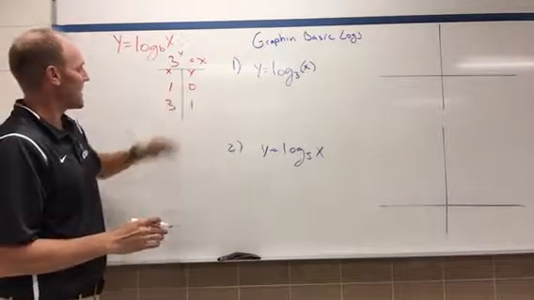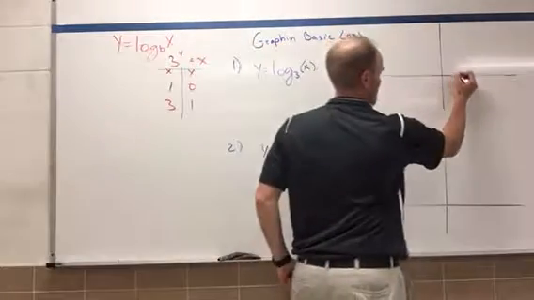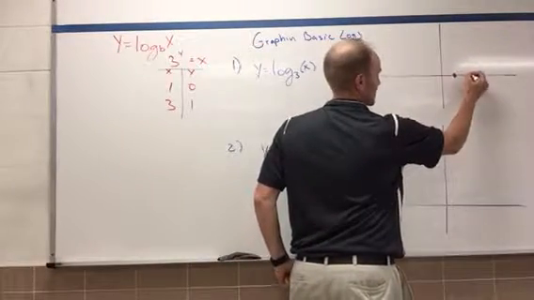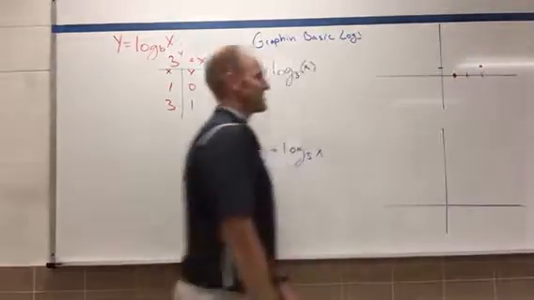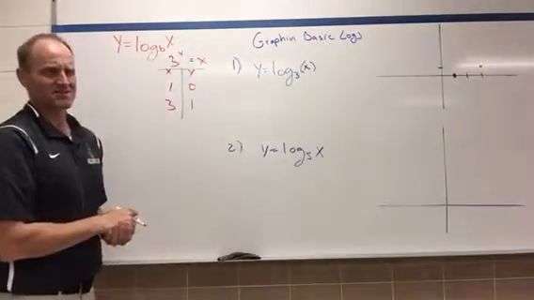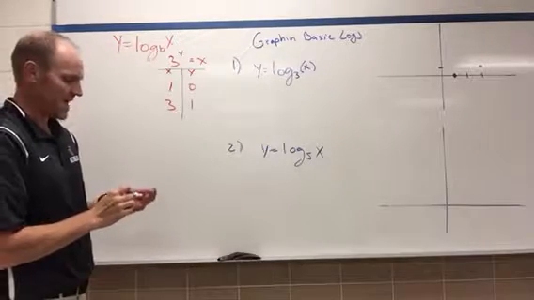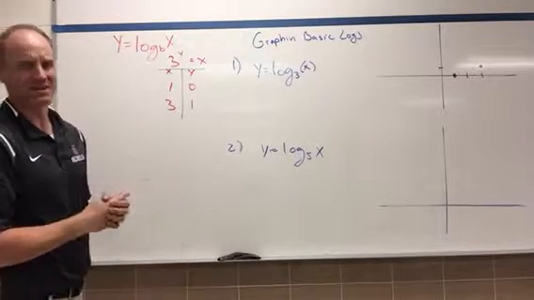And if I plot these points, there's 1, and I go over 3, here's where they'll be. So now how does this graph look? Next thing I have to think of is, what is my domain for this?